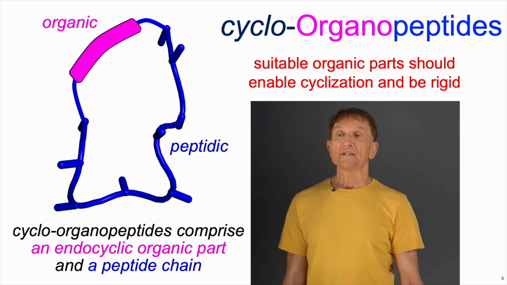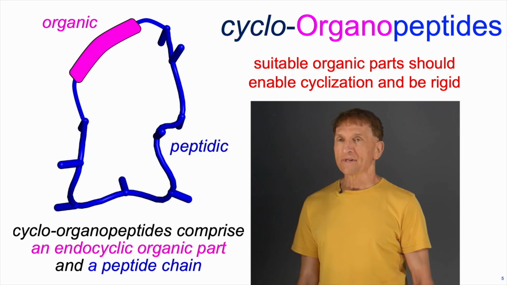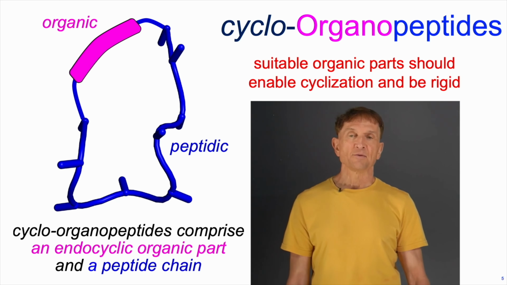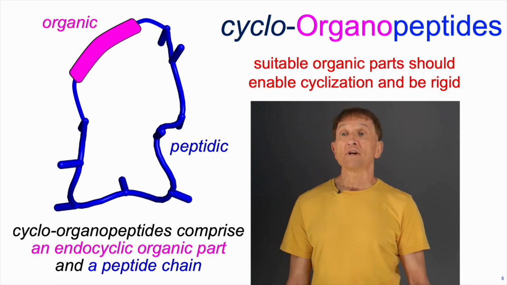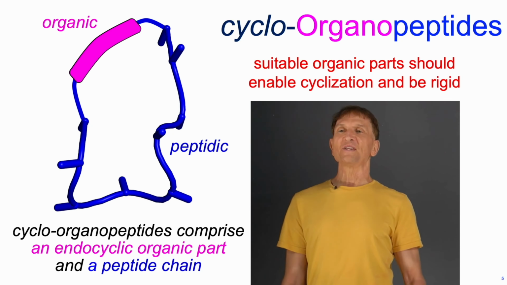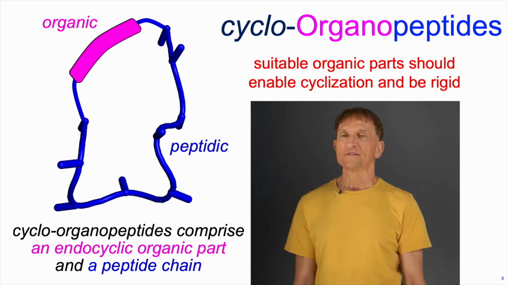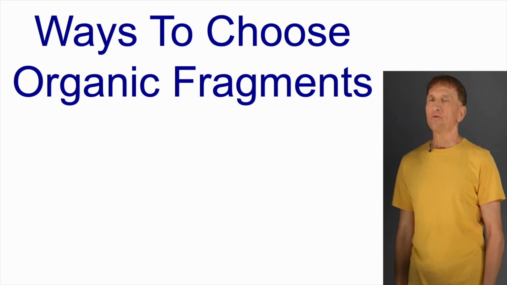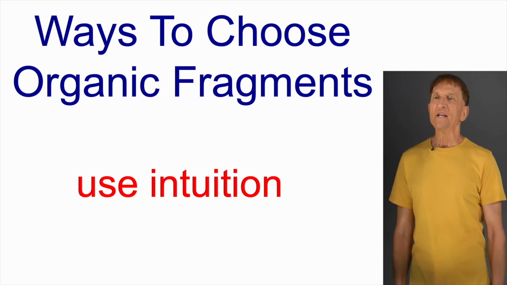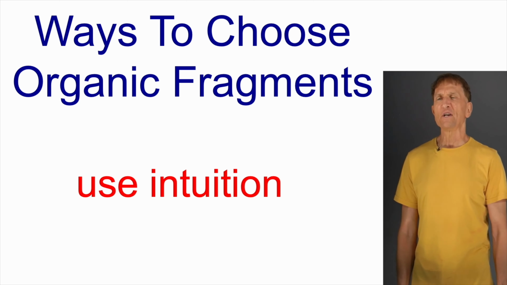And of course, in a cyclo-organopeptide, you can vary the organic to maybe change the conformation and the pK properties, the ring size, and of course, you can vary the amino acids that are put into the loop. How do we choose, first of all, the organic fragment? Well, the number one favorite way for most people would be intuition. Just think of what would be cool to put in that place.